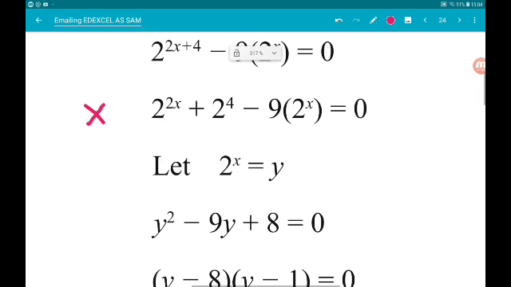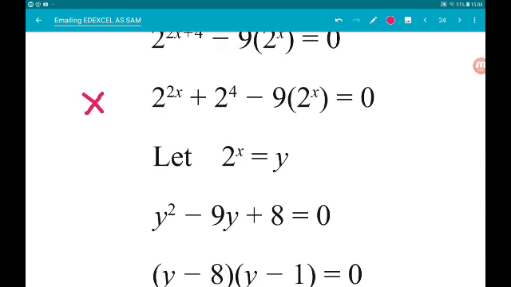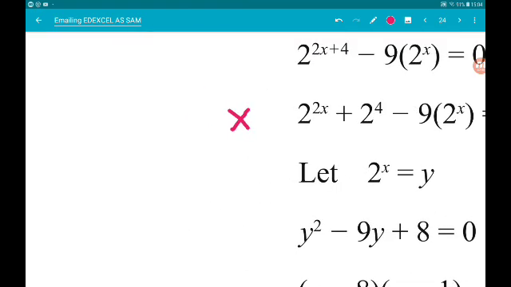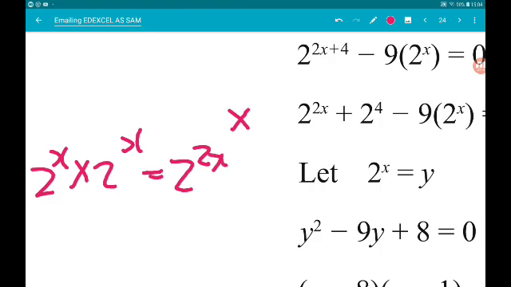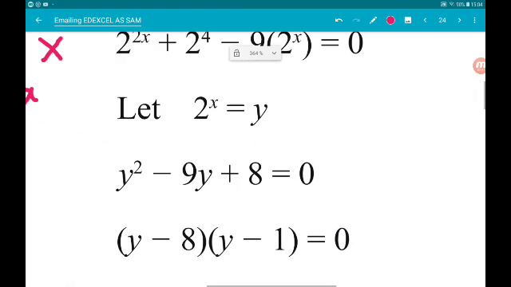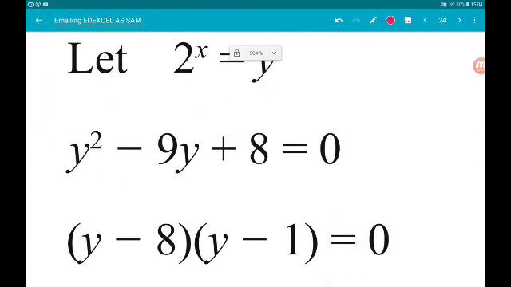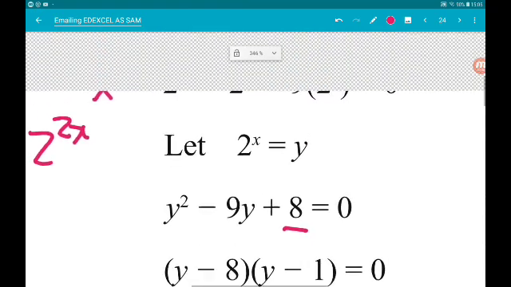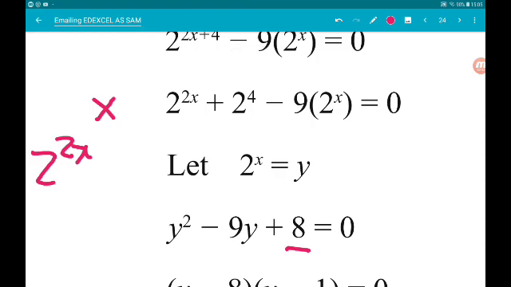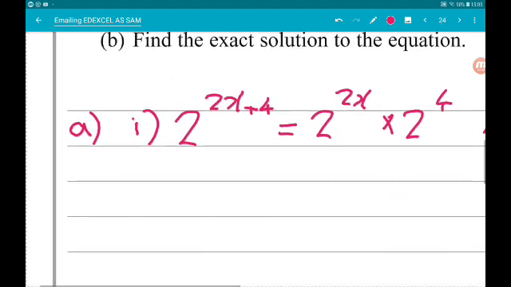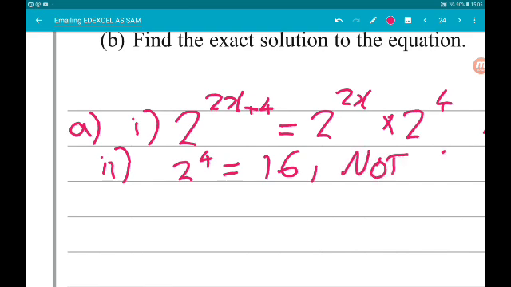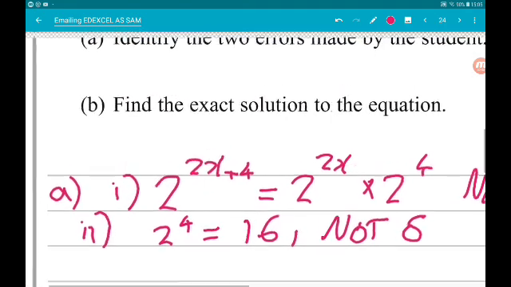Okay, at that point they then said let y equal 2 to the x. So that's alright, because 2 to the x times 2 to the x is 2 to the 2x. So 2 to the 2x is y squared. So that's alright. But then we've got this 8. Now the 8 has come from the 2 to the power of 4. So there's the second error. 2 to the power of 4 is 16, not 8. Cool.